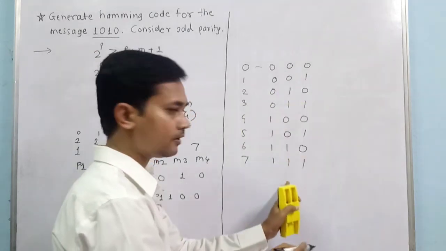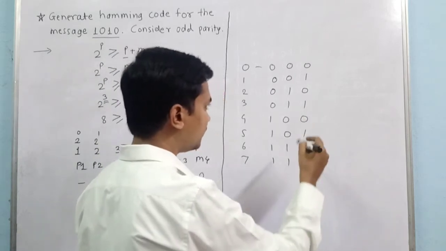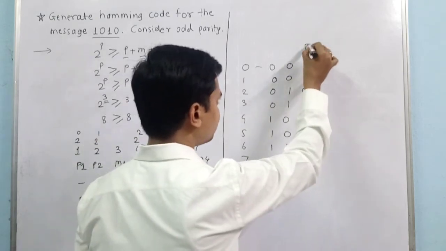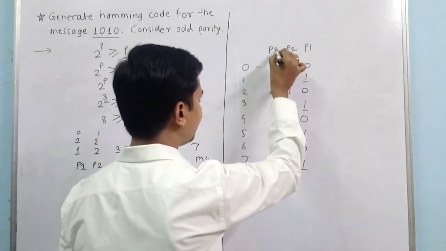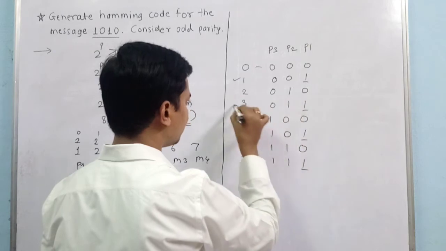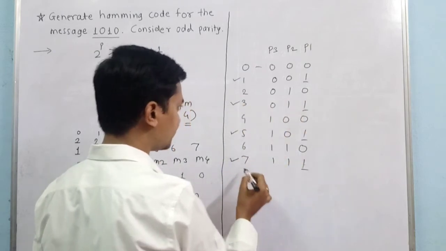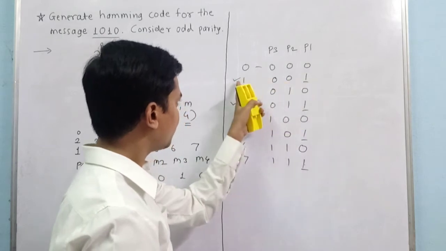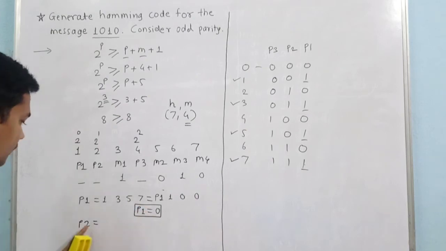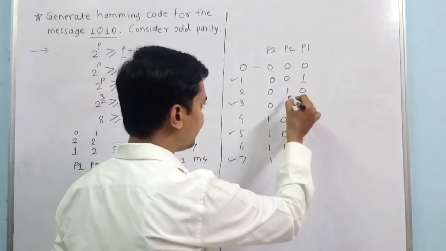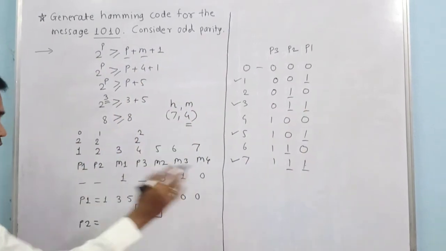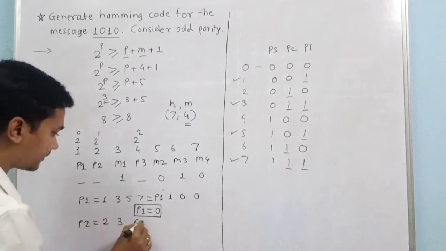Now just observe all these 3-bit codes and observe where logic 1 is available. I will write P1, P2 and P3 here. Logic 1 is available at the first, third, fifth and seventh positions, so for P1 consider only 1, 3, 5, 7. Now for P2, logic 1 is available at the second, third, sixth and seventh positions. So consider only those 4 bits: 2, 3, 6 and 7.